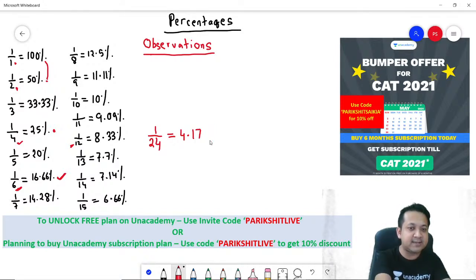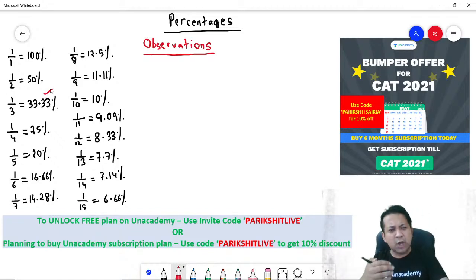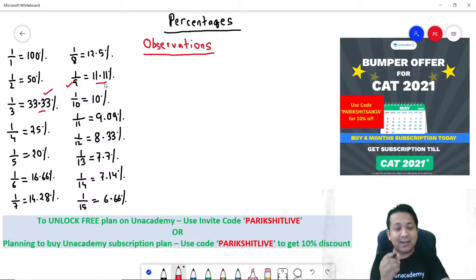So think about it again. Let's look at some more numbers. Let's look at 1 by 3. How much is 1 by 3? 33.33%. Let's say the denominator becomes 3 times, 1 by 9. What will happen to your answer? Your answer will become 1/3: 11.11. So see, first thing, you can play with the denominator. You can remember probably a few numbers, and then with this, you can derive the remaining numbers.